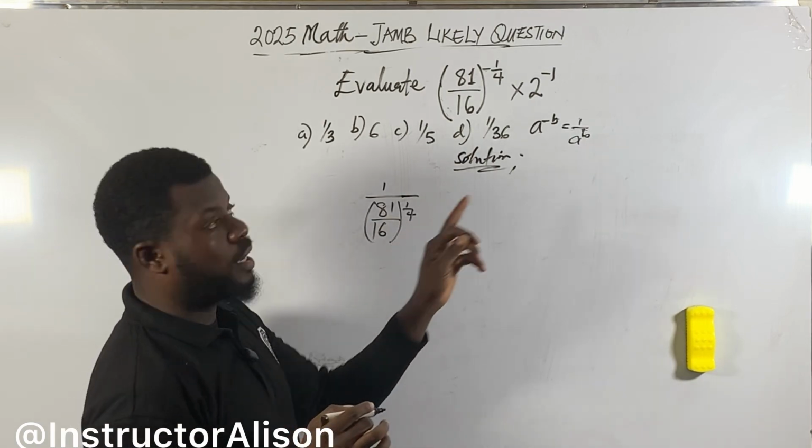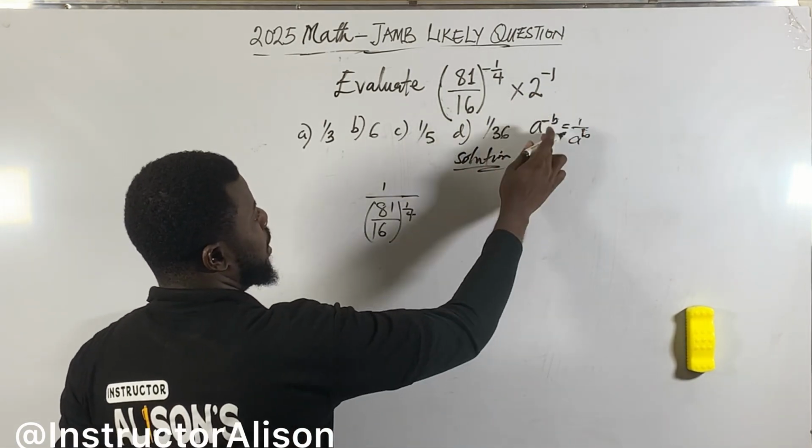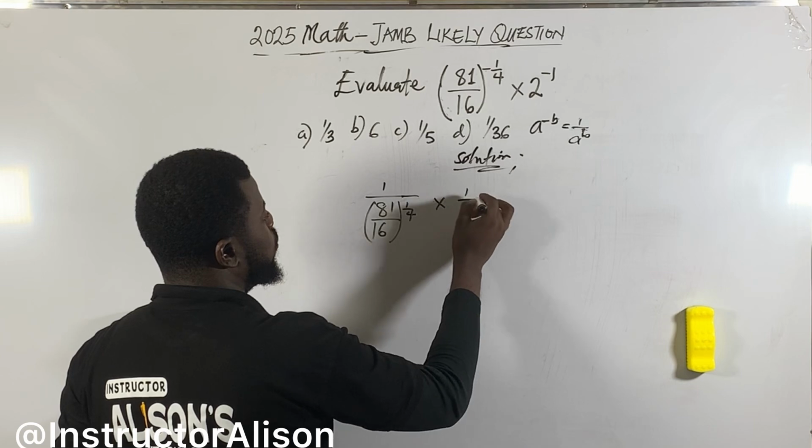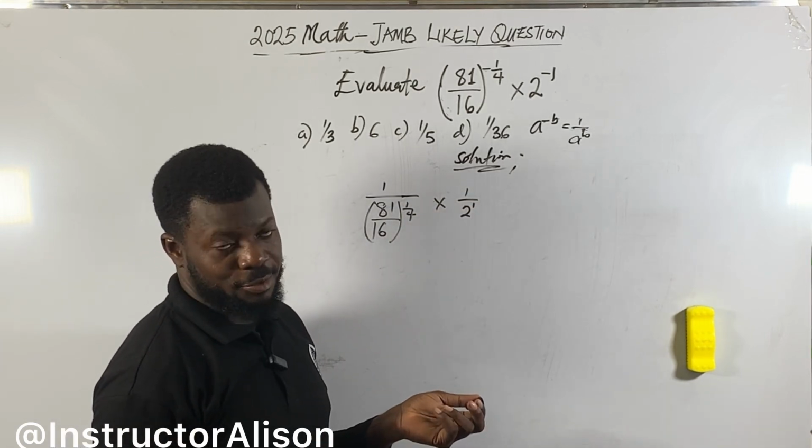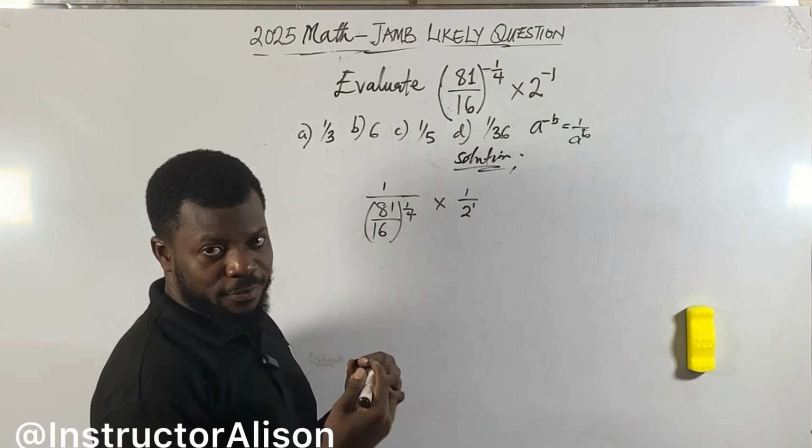I don't apply the law there. I will still apply it for you too. This one is like this one now. So times 1 over 2 raised to the power of 1. Where the square root is 2. Good.